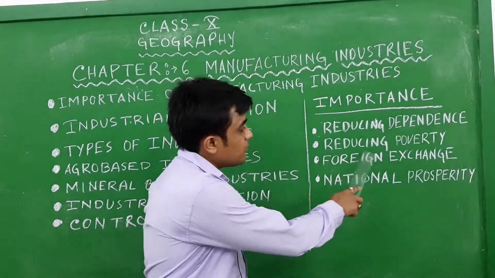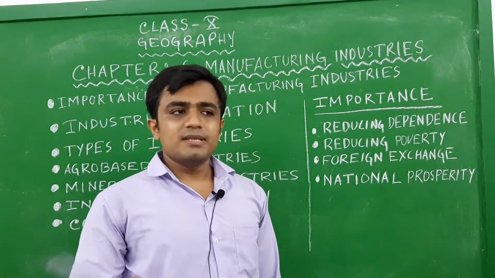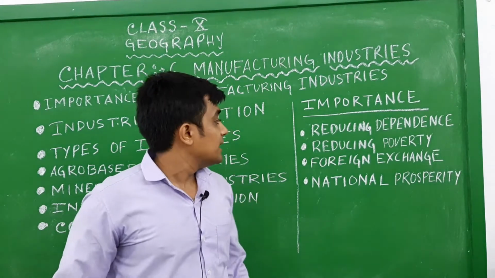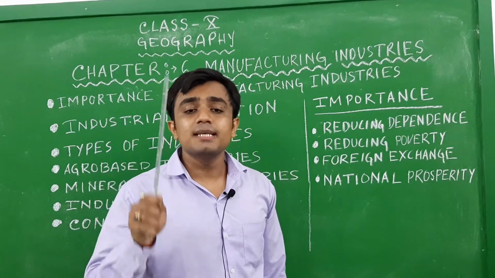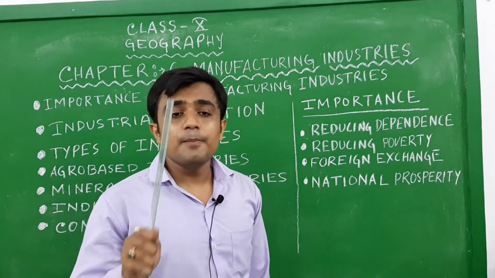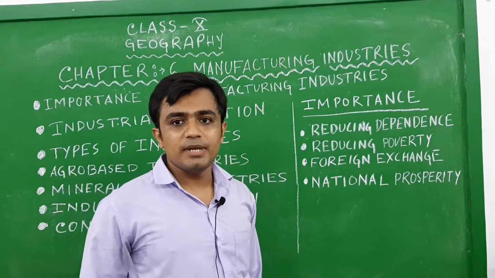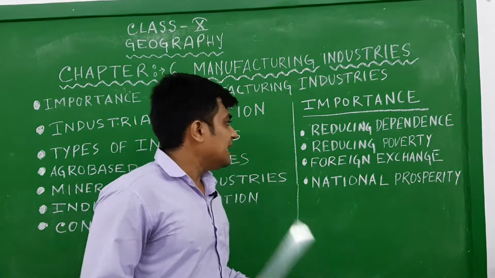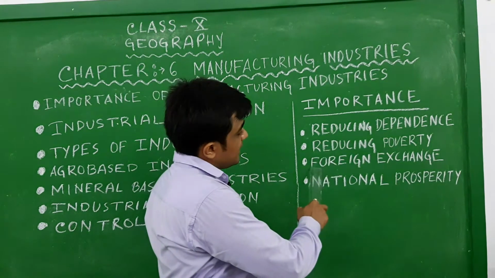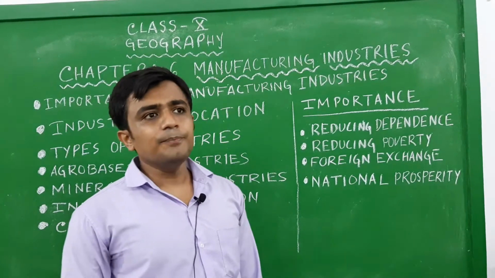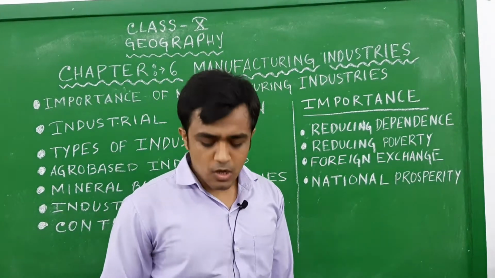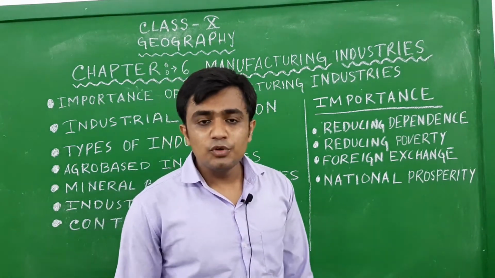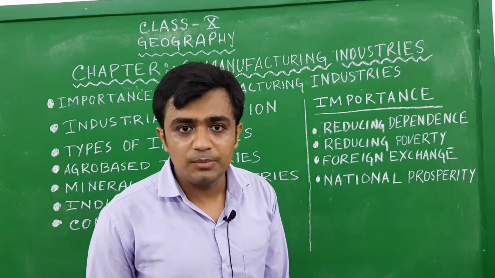Then the next point, reducing poverty. When we set up industry in a rural area or backward area, or in a metropolitan area, that can reduce poverty as well as unemployment, which is a major problem for our country. By industry setup we can reduce poverty. Then the next importance is foreign exchange. When we export our products to different countries, we can get foreign currency, which is very helpful for our growing national economy.